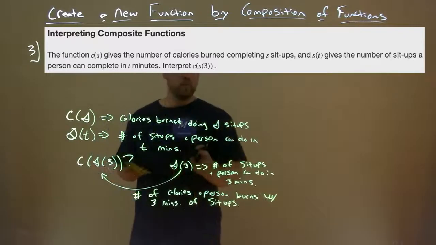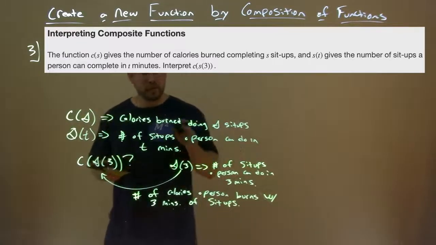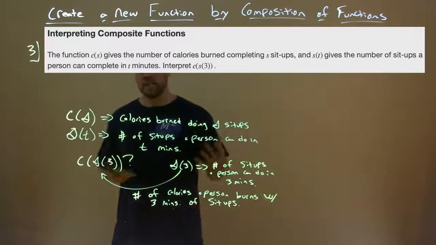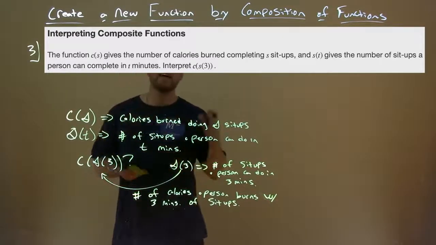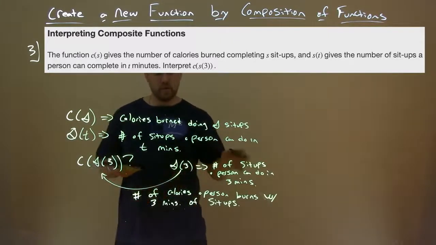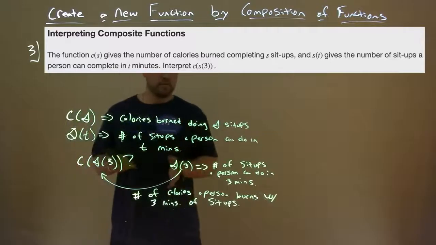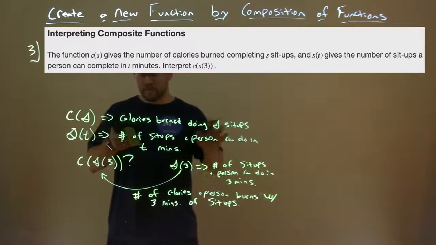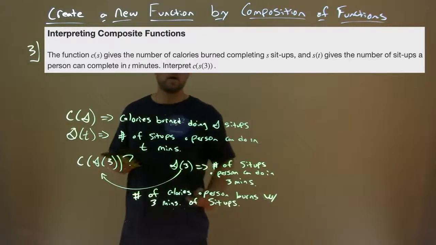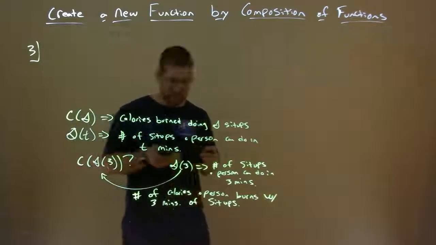So we can recap that here. S of 3 is the number of sit-ups a person can do in 3 minutes. That number gets plugged into our C of S function, and that gives us the total number of calories the person burns with 3 minutes of sit-ups. We don't know what that value is, but this is how we're interpreting everything. Let me erase this, and we'll dive into the next example.